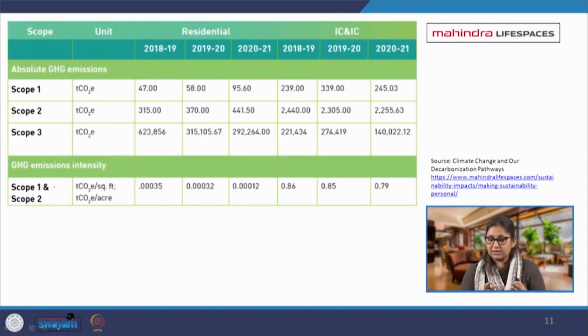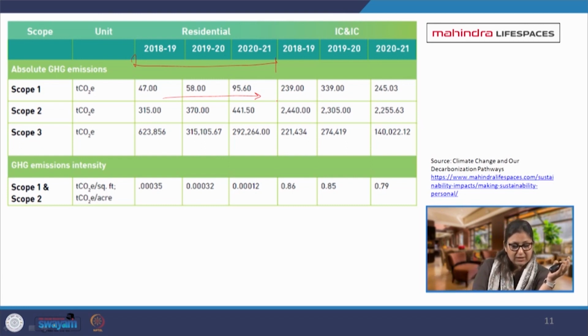If we look at the overall numbers that the company reports, looking at the absolute numbers from 2018 to 2021, we see a continuous increase, but these are absolute numbers, which are also dependent upon the business. If the business grows, simultaneously the absolute numbers of emissions are also growing.